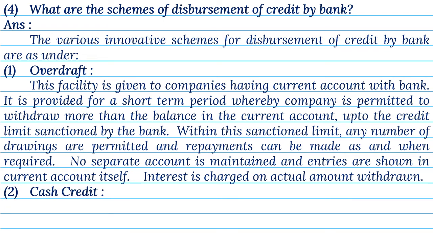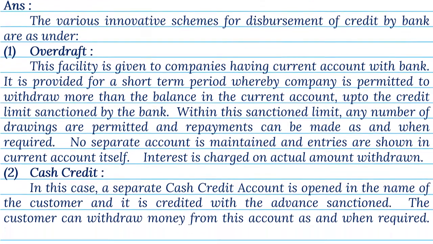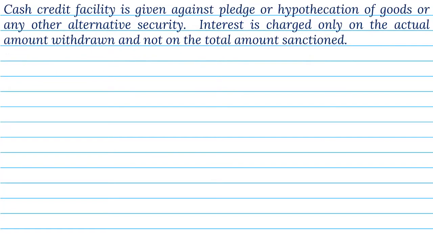2. Cash credit. In this case, a separate cash credit account is opened in the name of the customer and it is credited with the advance sanctioned. The customer can withdraw money from this account as and when required. Cash credit facility is given against pledge or hypothecation of goods or any other alternative security. Interest is charged only on the actual amount withdrawn and not on the total amount sanctioned.